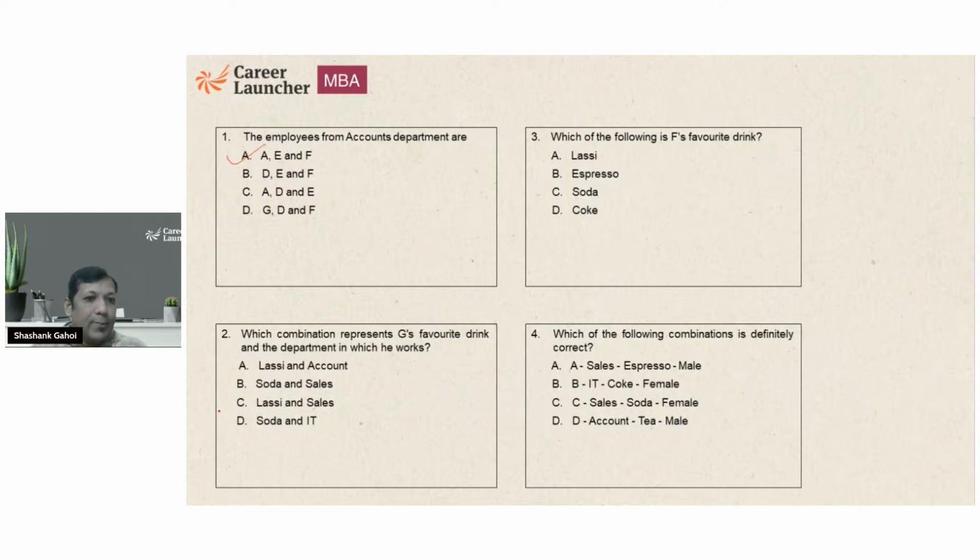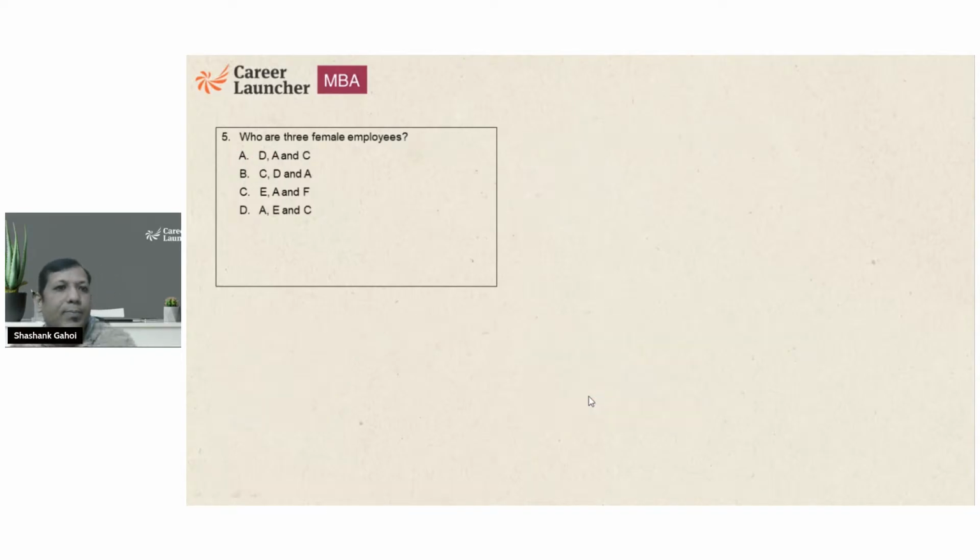Okay. Now the next one, what is F's drink? F's drink is Coke. Already figured out. Which of the following combinations is definitely correct? A is a female, so that is definitely incorrect. B is a male, so that is definitely incorrect. D is not from accounts. That is definitely incorrect. So C is in sales, soda, and female. Yes. So the answer of this question is going to be option C.